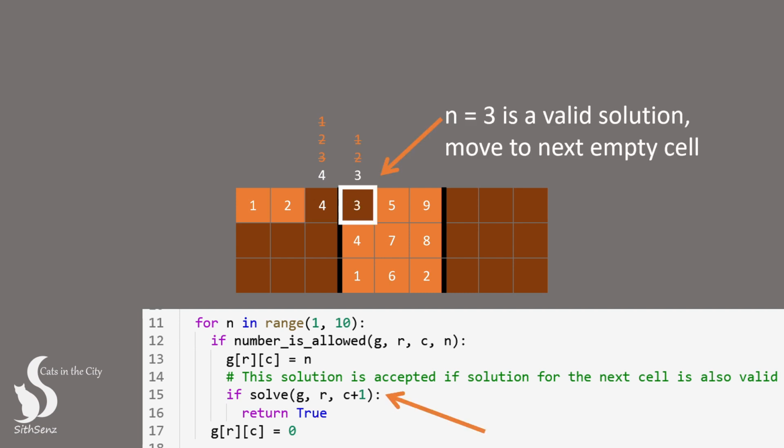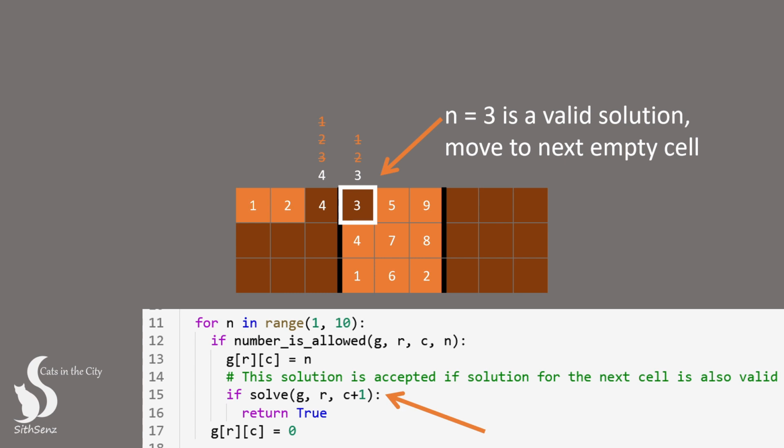Yes, you are correct. The next line of code is very important. If a given number is allowed in cell RC but the solution for the next cell is invalid, our program will move to the next line of code. This line of code serves to reset the value of cell RC to 0, and restart the for loop, which will iterate to the next number allowed.